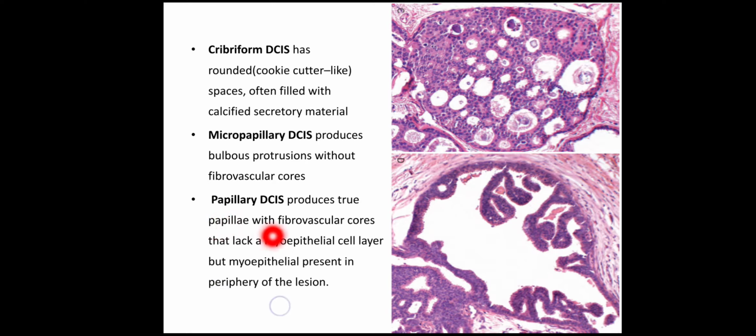While in papillary DCIS, there will be fibrovascular cores in the papillae which are seen in the ducts, and these cores lack a myoepithelial cell layer, but the myoepithelial cell layer will be present in the periphery of the duct. So in all the in situ lesions, UDH, ADH and DCIS, the myoepithelial cell layer will be present. It can be diminished, but it will still be present.